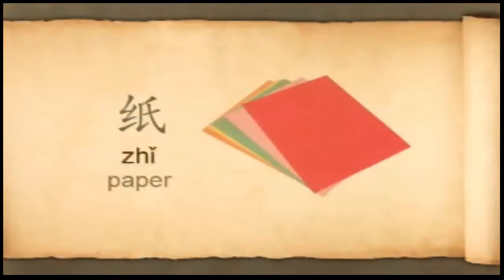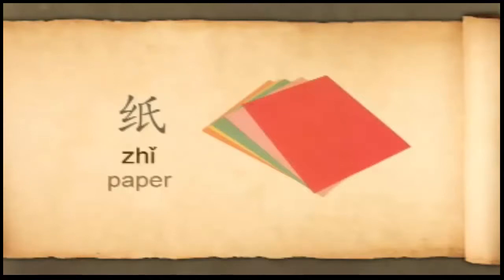One of the most important items we use at school is paper. 纸, 纸 is said with a third tone. Listen. 纸, 纸, 纸. Now say it after me. 纸, 纸, 纸. What does 纸 mean?